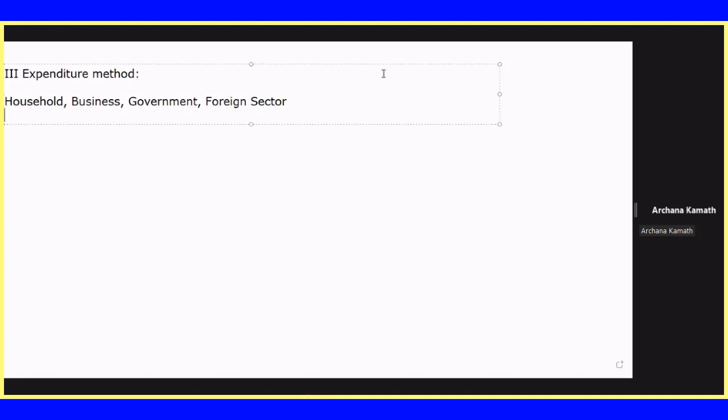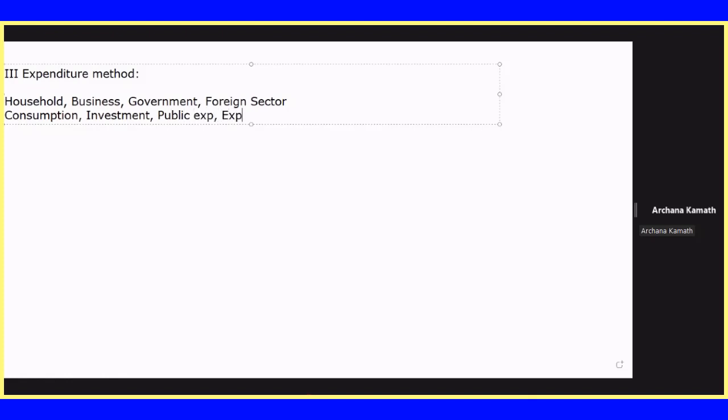Now, what kind of expenditure does each sector make? The household sector makes consumption as its expenditure. For business firms, the common form of expenditure is investment. For the government, we have learned in detail what kind of expenditure they make, right? Public expenditure.